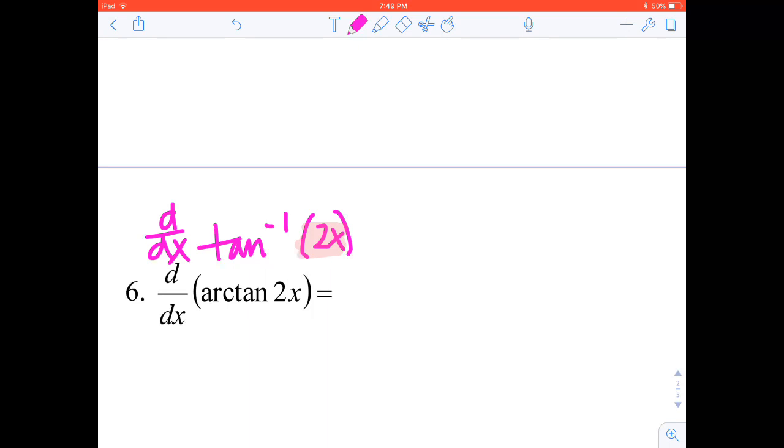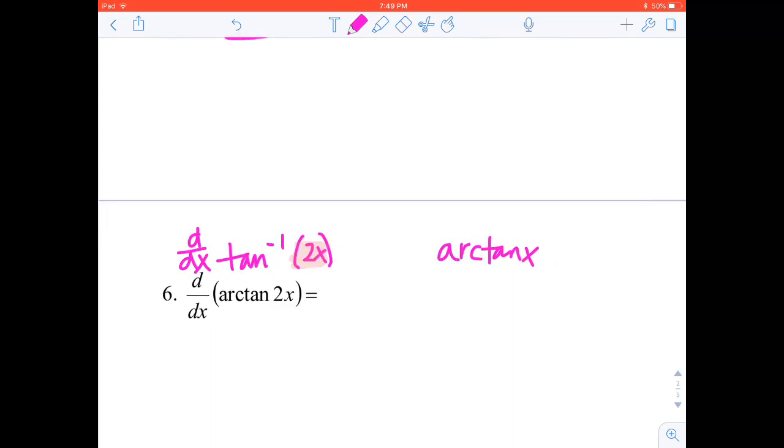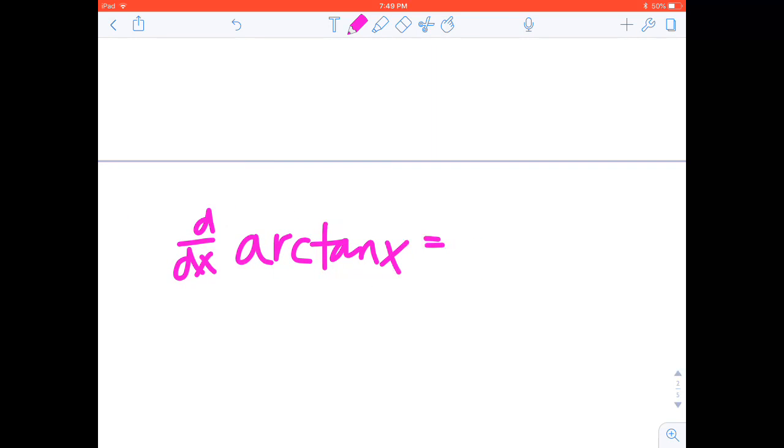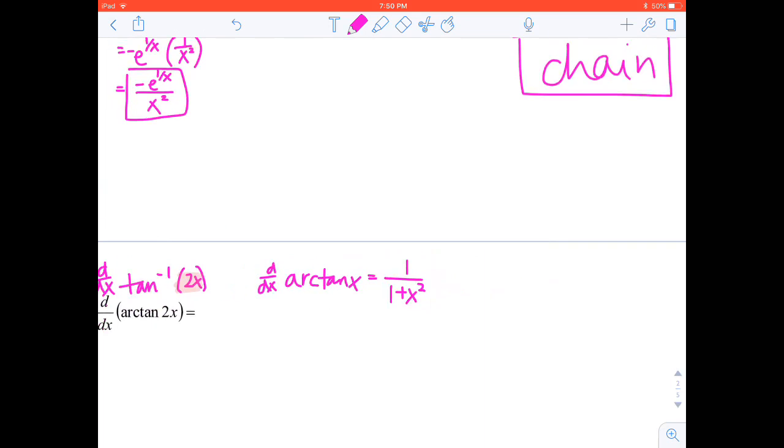So if this was just arctan x, then your derivative is just the regular derivative rule, which would be 1 over 1 plus x squared. So you should see that if you look at your list of inverse trig derivatives. You would see that there. But take a look here, we have 2x that's being plugged into that x. So that means we have to use a chain rule.